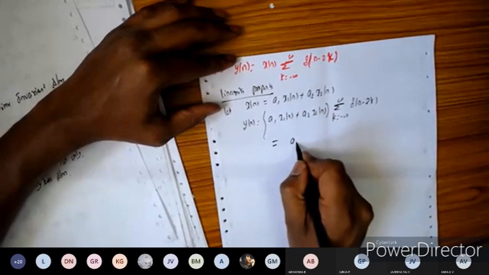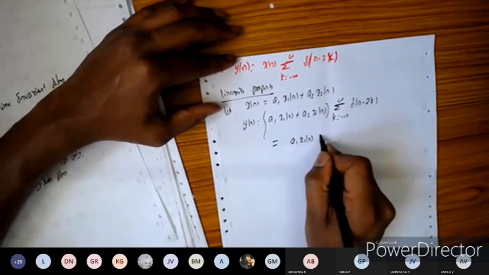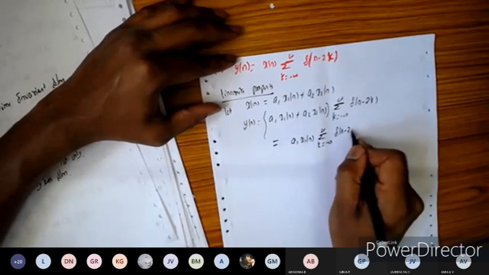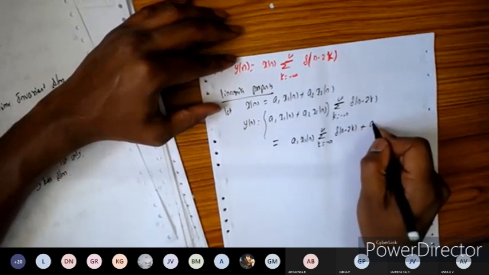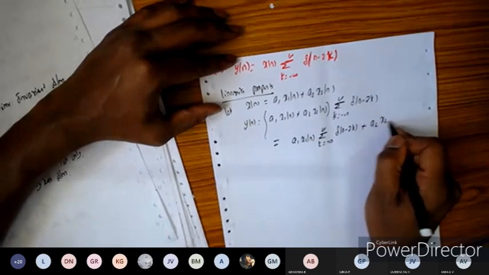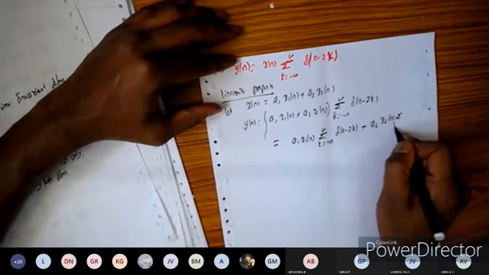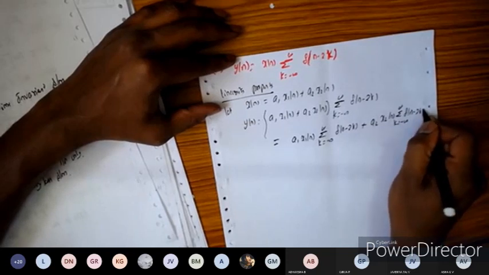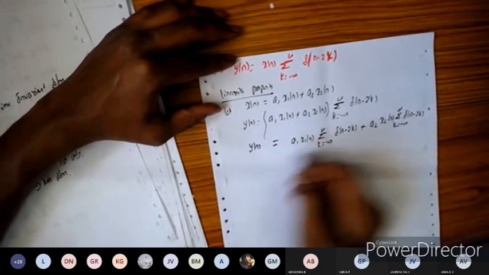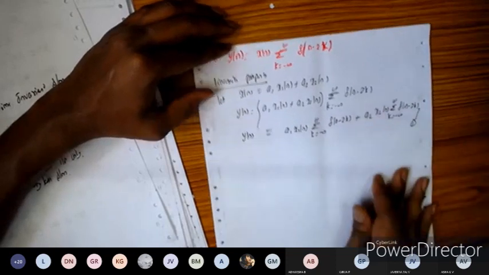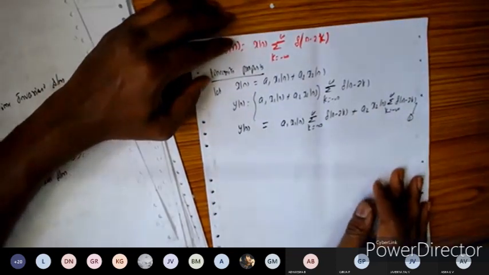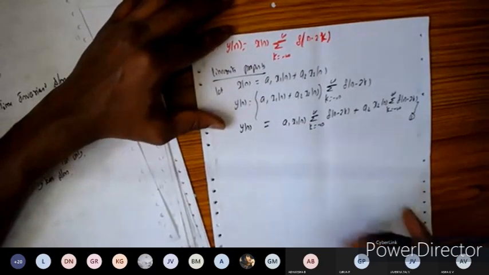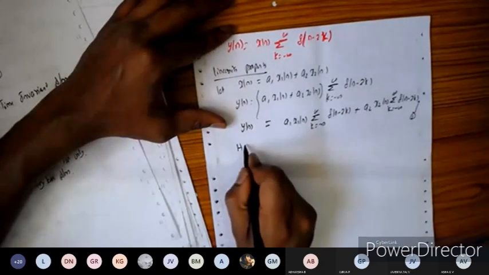It has become a1 into x1 of n summation k equal to minus infinity to plus infinity delta of n minus 2k, plus a2 into x2 of n into summation k equal to minus infinity to plus infinity delta of n minus 2k. Call this equation number 1. Similarly, let us give the individual inputs and verify what output we are going to get here.